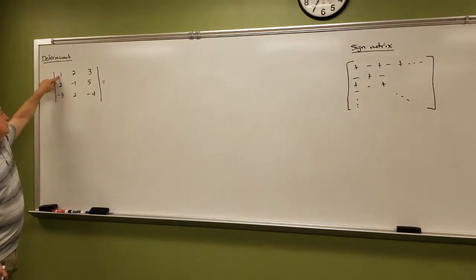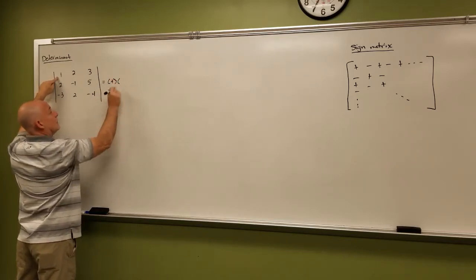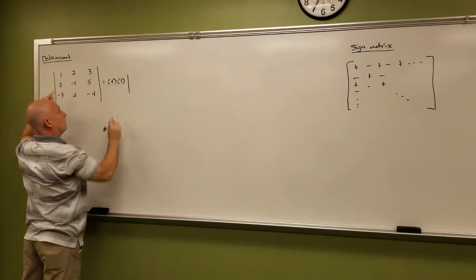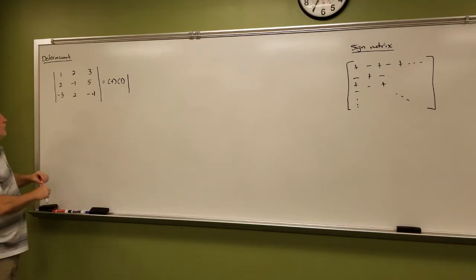So let's say we were going to expand across the first row. We're going to multiply the sign of that position, that's a positive, times the value in that position, which is a 1, times the determinant you get if you cross out the row and the column the 1 is in.